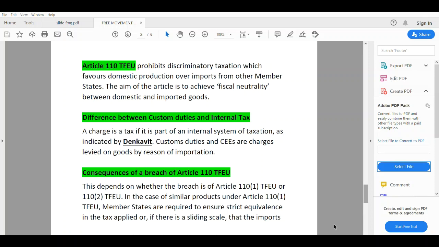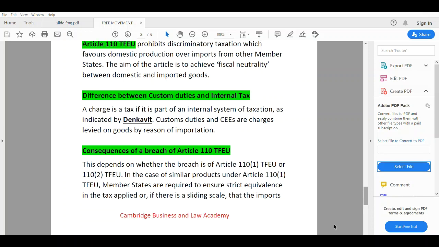Article 110 of the TFEU provides that discriminatory taxation which favors domestic production of or import from other member states is prohibited. The aim of the article is to achieve fiscal neutrality between domestic and imported goods. Article 110 has two paras, Article 110 para 1 and Article 110 para 2.